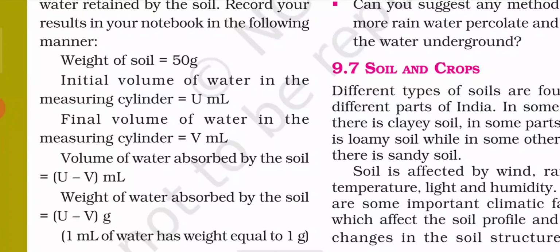Now the weight of the water absorbed by the soil. Previously, when we took the volume of water absorbed by the soil, it was U minus V in ml. But when we take the weight of the water absorbed by the soil, it will also be U minus V, in grams. Previously it was in ml, but in weight we take it in grams, because 1 ml of water has a weight equal to 1 gram. So that much amount of water absorbed by the soil in ml will be the same in grams.